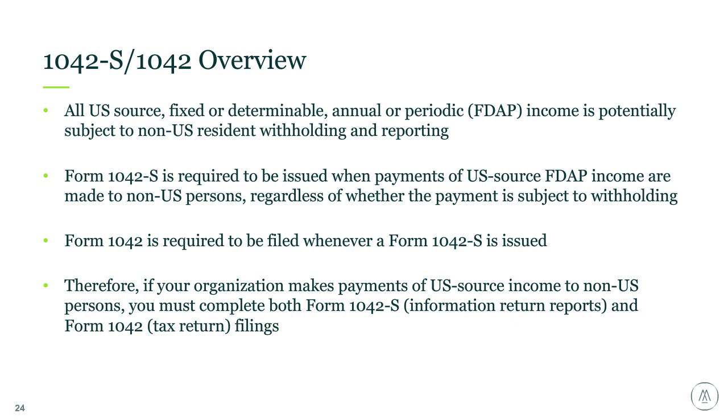Now, if you issue any forms 1042-S, again, regardless of whether withholding was applied, you do have to file a form 1042. That's the tax return that goes with the forms 1042-S, the information return reports. So anytime you're making these payments, you're going to have to file a form 1042-S and a form 1042.